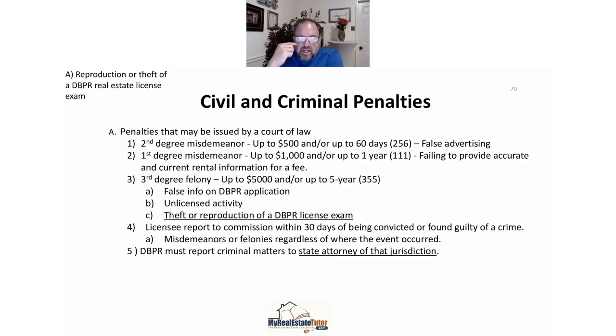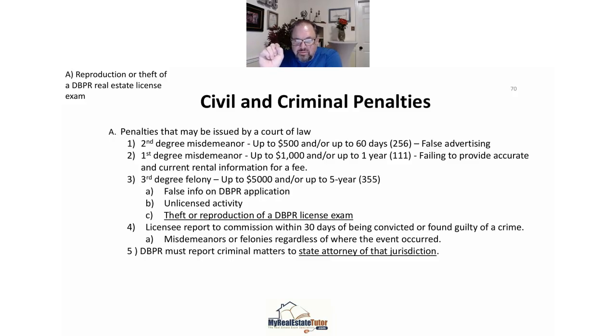Second-degree misdemeanor, and if you go to the right, you see in parentheses, I like to use the area code memory aid. It's called 256 for second-degree misdemeanor. The 2 stands for second degree, 5 is up to $500 in fines, and 6 is up to 60 days in prison. Okay, that can come under false advertising. So if you see a penalty associated with false advertising, it's a second-degree misdemeanor. Again, 256, up to $500 in fine and 60 days in prison.